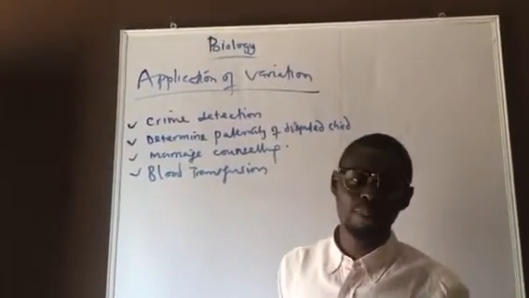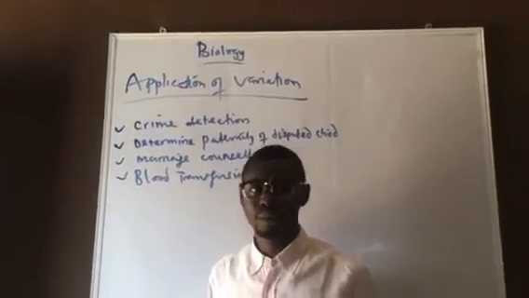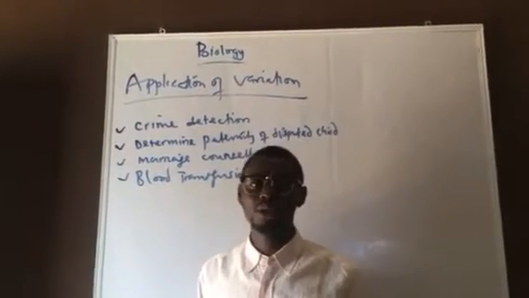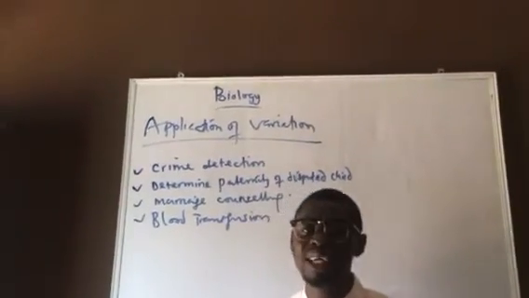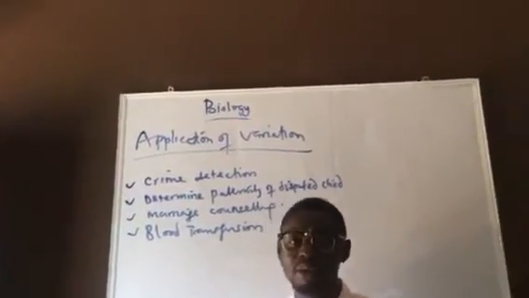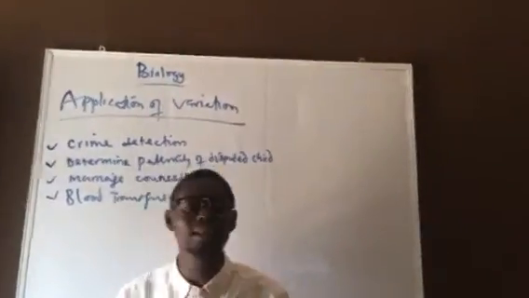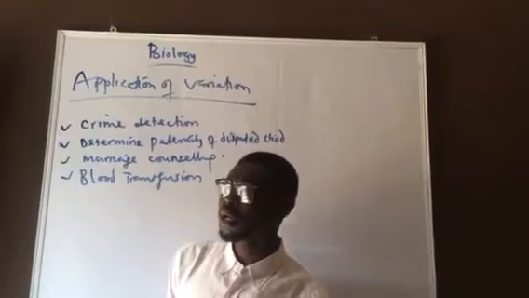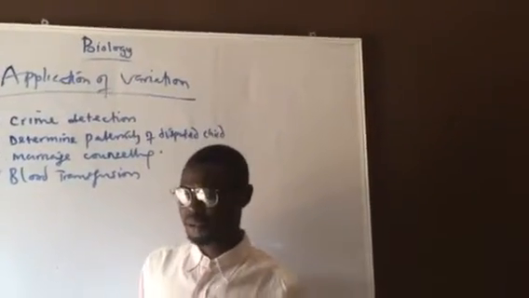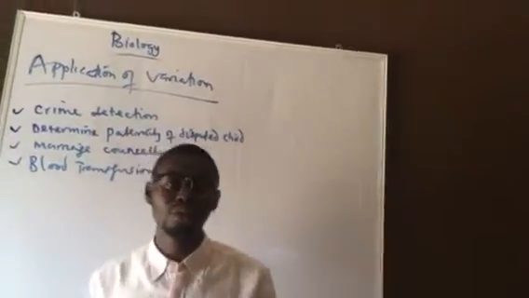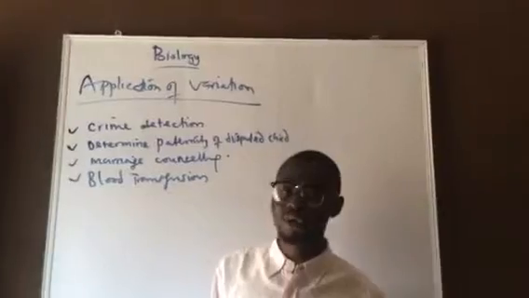So when you talk about crime detection, variation has proved effective. For example, DNA fingerprint. In advanced countries, when someone commits a crime, at the scene where the crime has been committed, the body cells of that person will be extracted and taken to the lab for DNA analysis. After which, the criminal can be detected through testing of suspects. That is how we use it to detect crime in advanced countries.